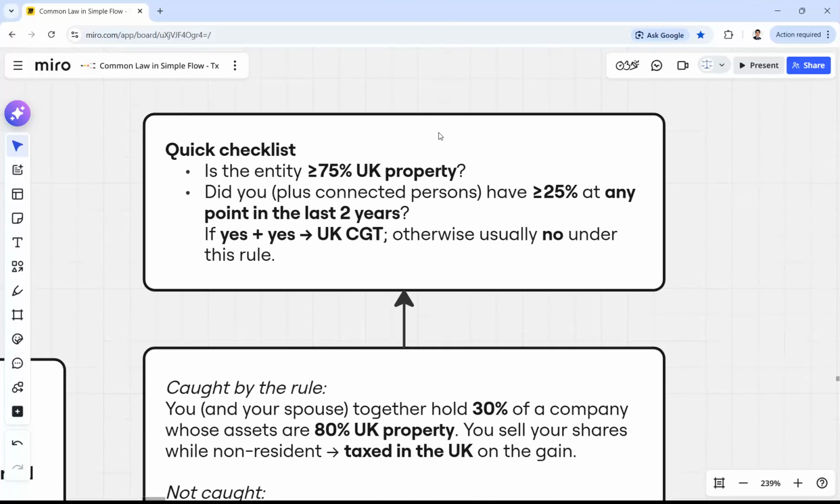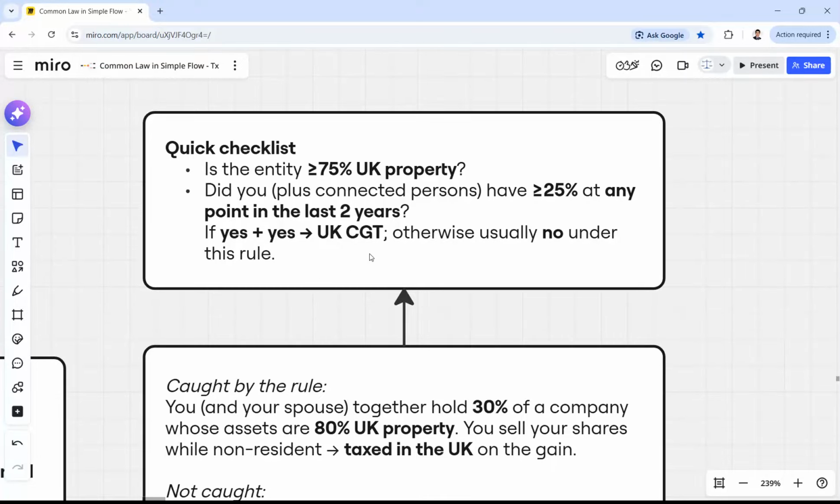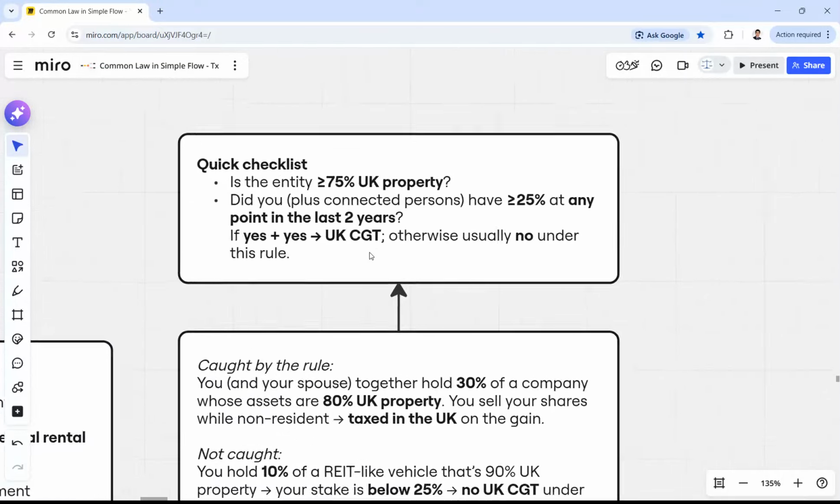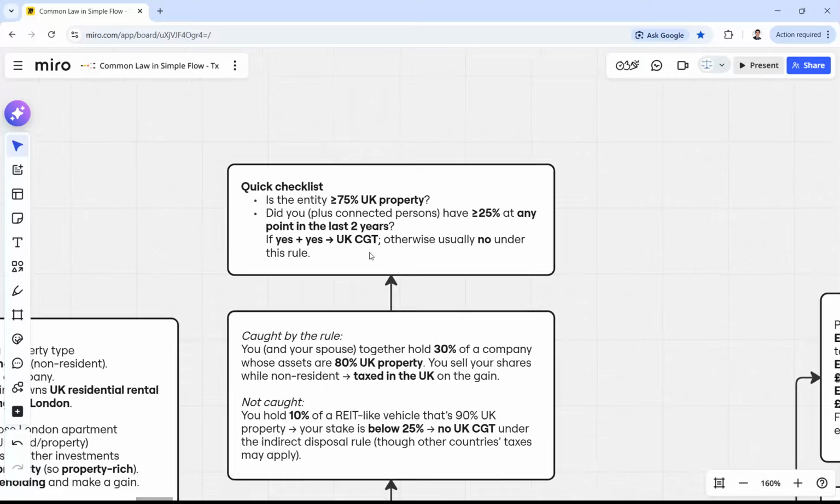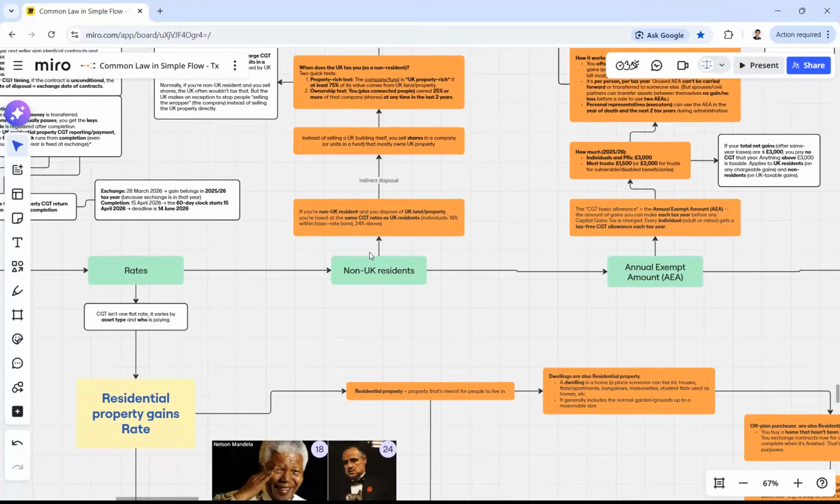Quick checklist. Is the entity more than 75% UK property? Did you plus connected persons have more than 25% at any point in the last 2 years? So at any point, it can be a short period that you had more than 25%. If yes plus yes, UK capital gains tax. Otherwise, usually no under this rule.